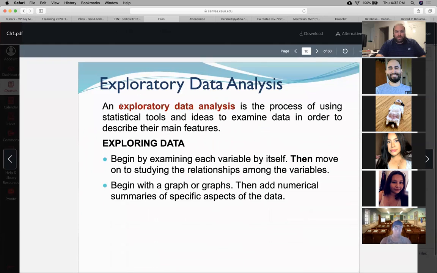So exploratory data analysis is the process of using statistical tools and ideas to examine data in order to describe their main features. Exploratory data analysis, okay?